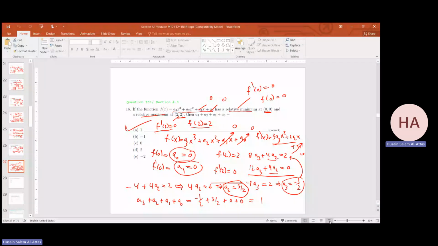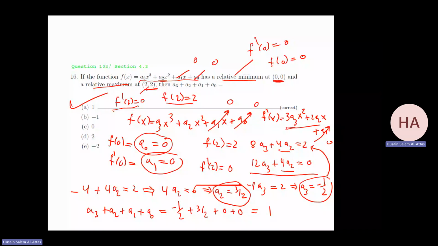Bismillah ir-Rahman ir-Rahim. So I will continue doing this section 4.1. This is Newton's method. It's used to estimate the critical number of the function. And in this question, I don't want to estimate the zeros of the function. I want to estimate the critical number of the function.